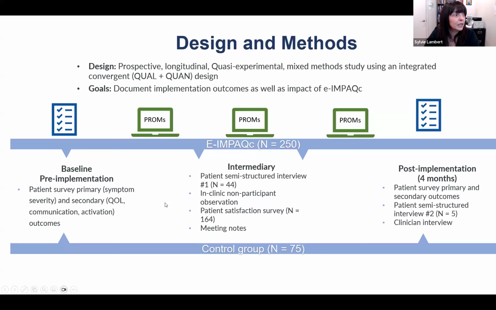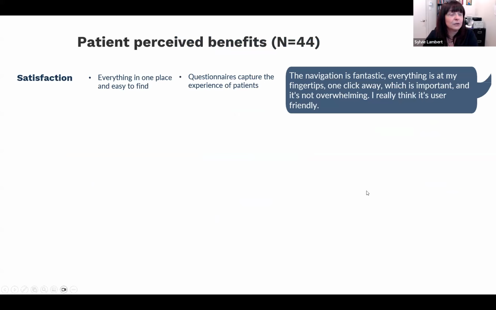So I'll share with you some of the findings. I'm being a bit of a downer here. So patients perceived a lot of benefits. Here we interviewed participants. In addition to the survey, we also interviewed them, and we had satisfaction surveys and all of that. So patients perceived benefits. Generally satisfaction was actually quite high.